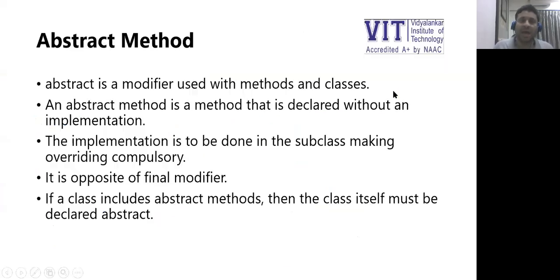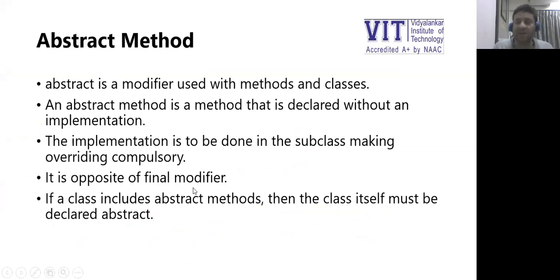Abstract is a modifier used with a method or a class. An abstract method is a method that is declared without any implementation. It will not have any body. The implementation is to be done in the subclass, making overriding compulsory. If we do not do so, then even the subclass will become abstract.